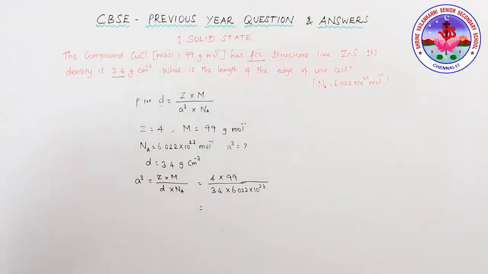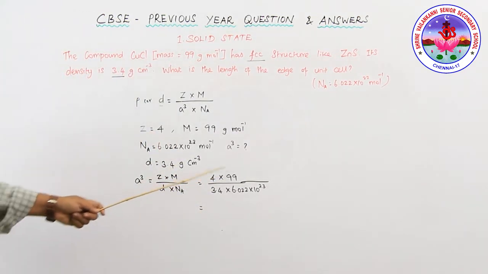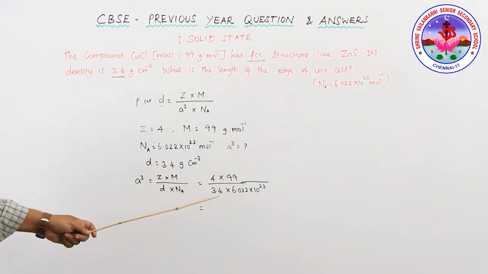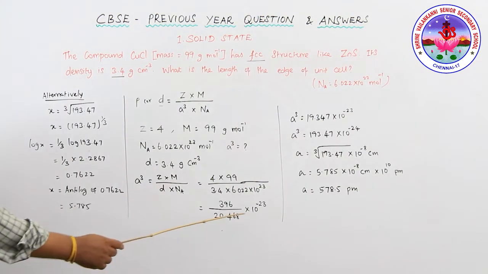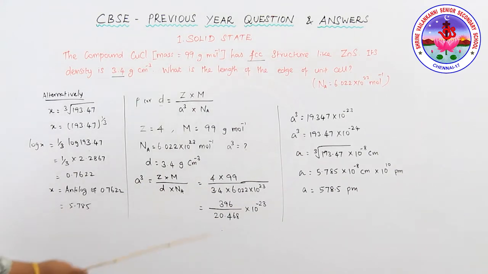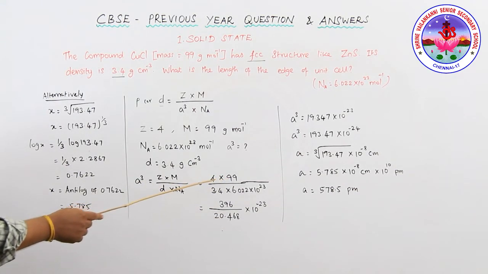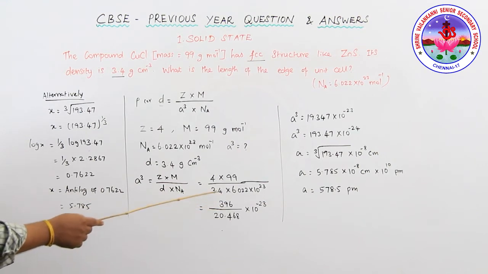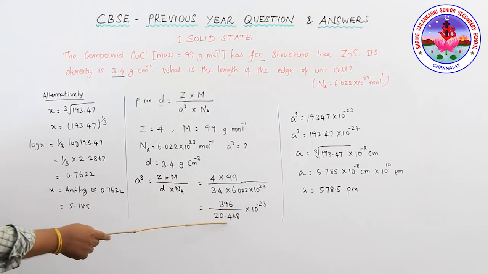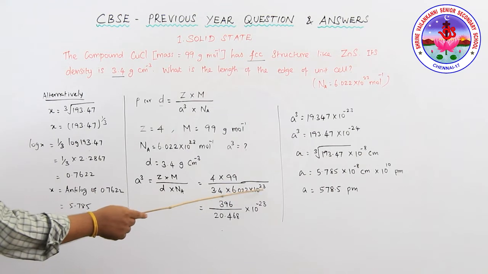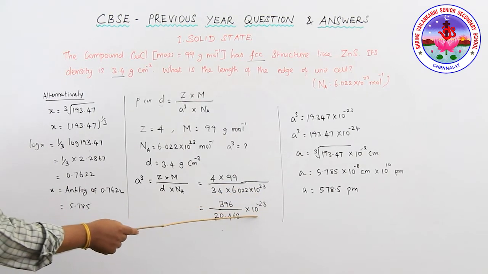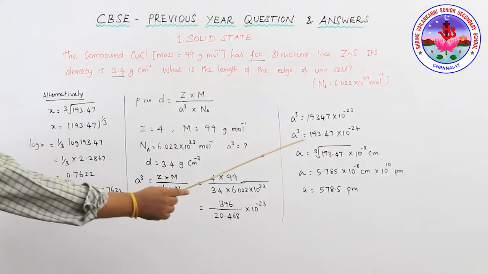Now work out this value, taking log of this value and this value separately and subtracting, you will get the answer. I hope you may get this answer. Just I will repeat here. 4 into 99 you will get 396. Then simplification of this value will give 20.468 into 10 power minus 23, because the 10 power 23 in the denominator becomes 10 power minus 23 in the numerator. Then the A cube is what here?